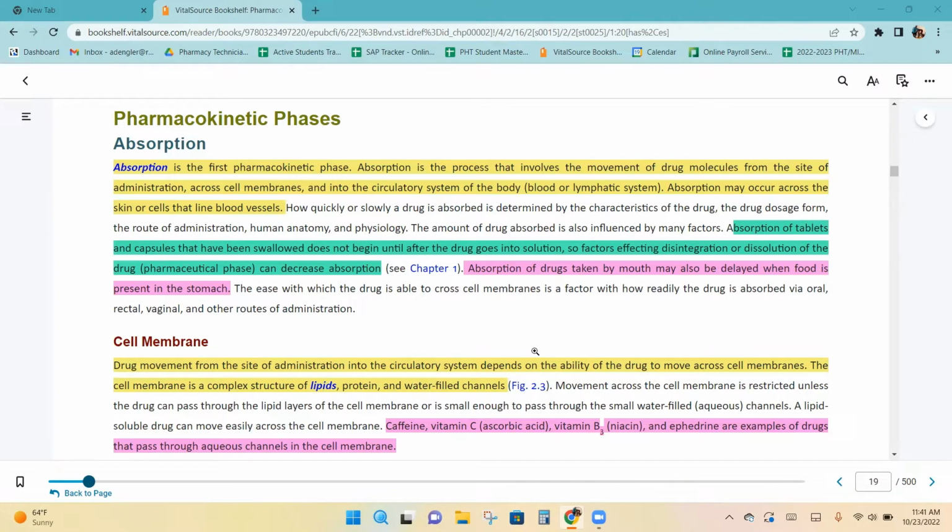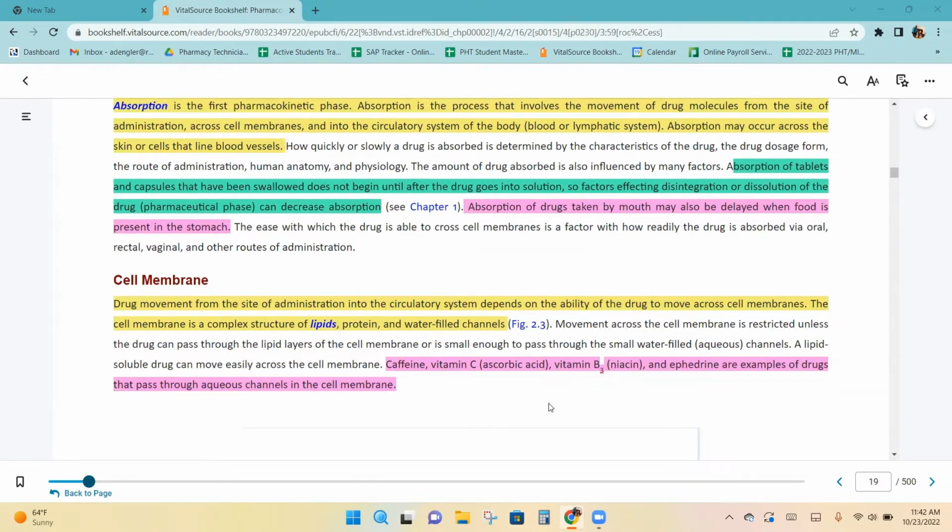The amount of drug absorbed is also influenced by many factors. Absorption of tablets and capsules that have been swallowed does not begin until after the drug goes into solution, so factors affecting disintegration or dissolution of the drug can decrease absorption. Absorption of drugs taken by mouth may also be delayed when food is present in the stomach. The ease with which the drug is able to cross the cell membranes is a factor with how readily the drug is absorbed via oral, rectal, vaginal, and other routes of administration.